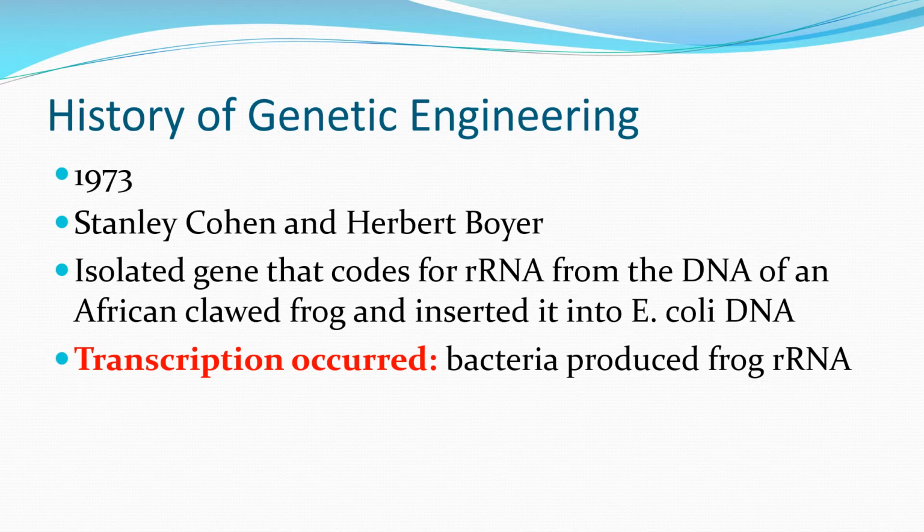1973, Stanley Cohen and Herbert Boyer isolated a gene that codes for ribosomal RNA from the DNA of an African clawed frog and inserted it into E. coli DNA. And what happened was that transcription actually occurred, and the bacteria ended up producing frog ribosomal RNA.